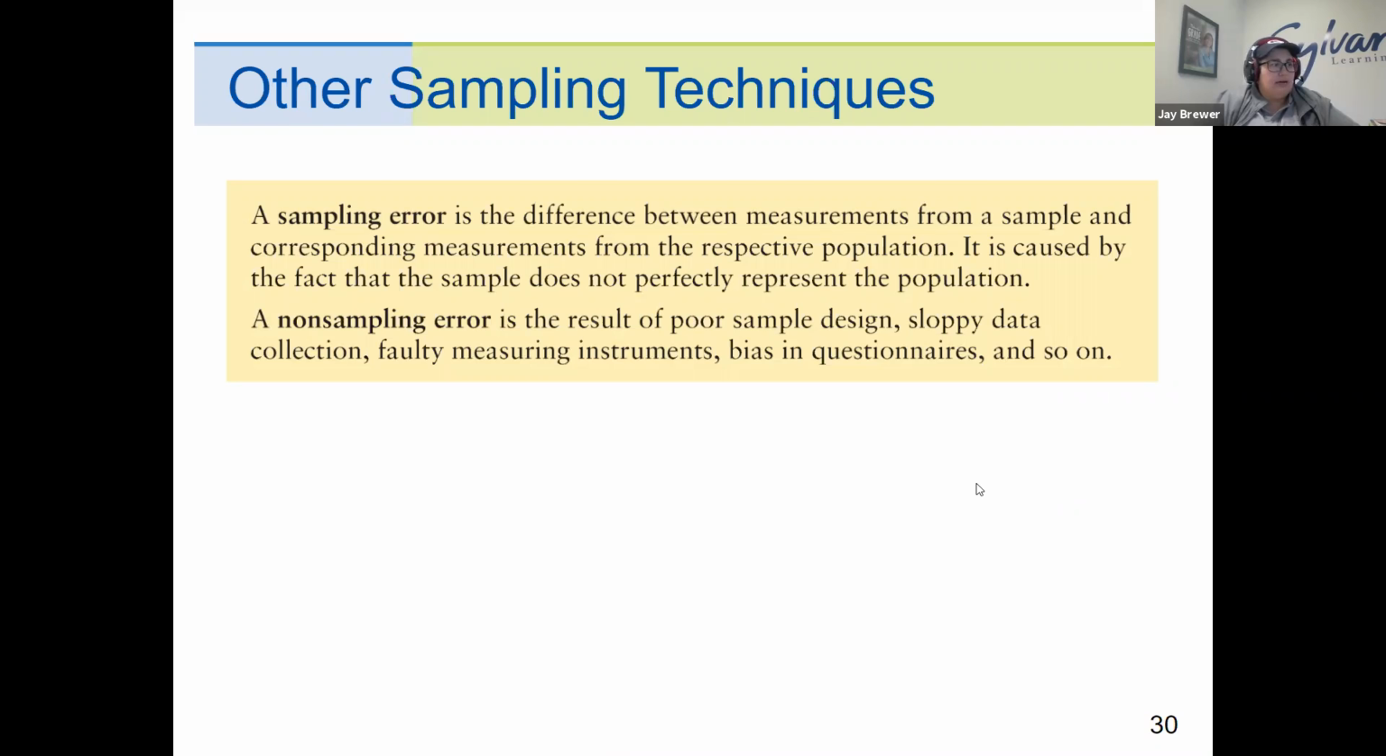Okay, so sampling error, like I said, is the difference between the measurements from a sample and corresponding measurements in the population. It's typically caused by the fact that the sample does not perfectly represent the population. A non-sampling error is the result of poor sample design, sloppy data collection, faulty measuring instruments, bias in questionnaires, and so on. In other words, human error a little bit. Actually, human error probably accounts for most of that. Bias in questionnaires, you will see hopefully less of now.